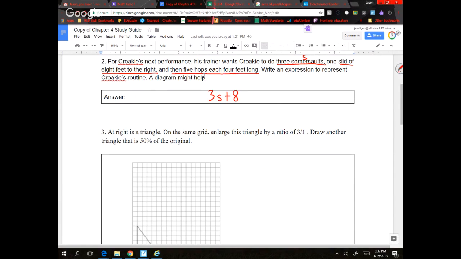Then he does 5 hops, each 4 feet long. Again, to the right. So I can go 5 plus 5 times 4, or I could combine this to make 20. All right, so you could have 3s plus 8 plus 20. You could have 3s plus 28, because you could add the 8 and the 20 together. Right? But you must have those variables. You cannot just have 3 plus 28, because you don't know how big those somersaults are yet. So that's why it is 3s. Okay, and I know yours on your test has 2 variables, because there are 2 unknowns. I believe there's 2 different types of jumps the frog is making that you don't know what they are, so you need 2 different variables, such as an x and a y.